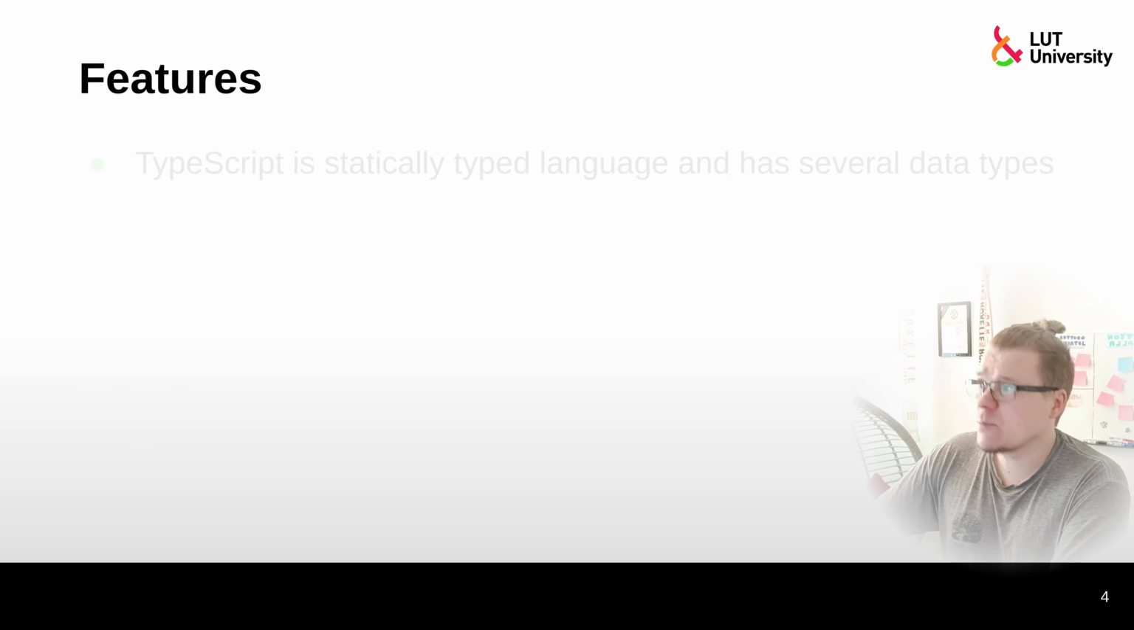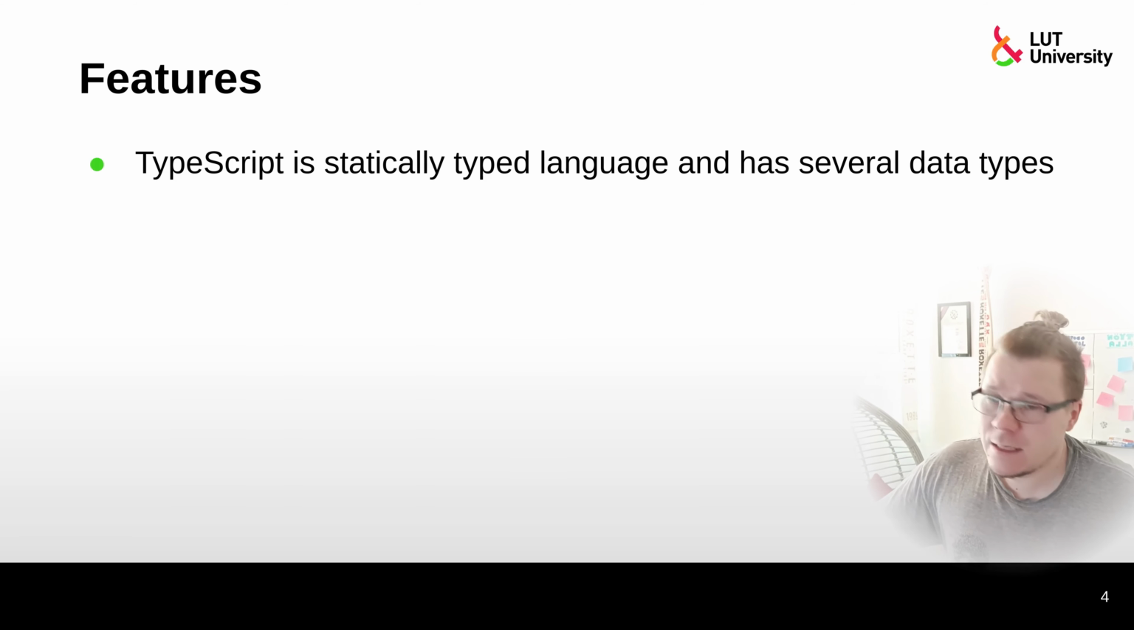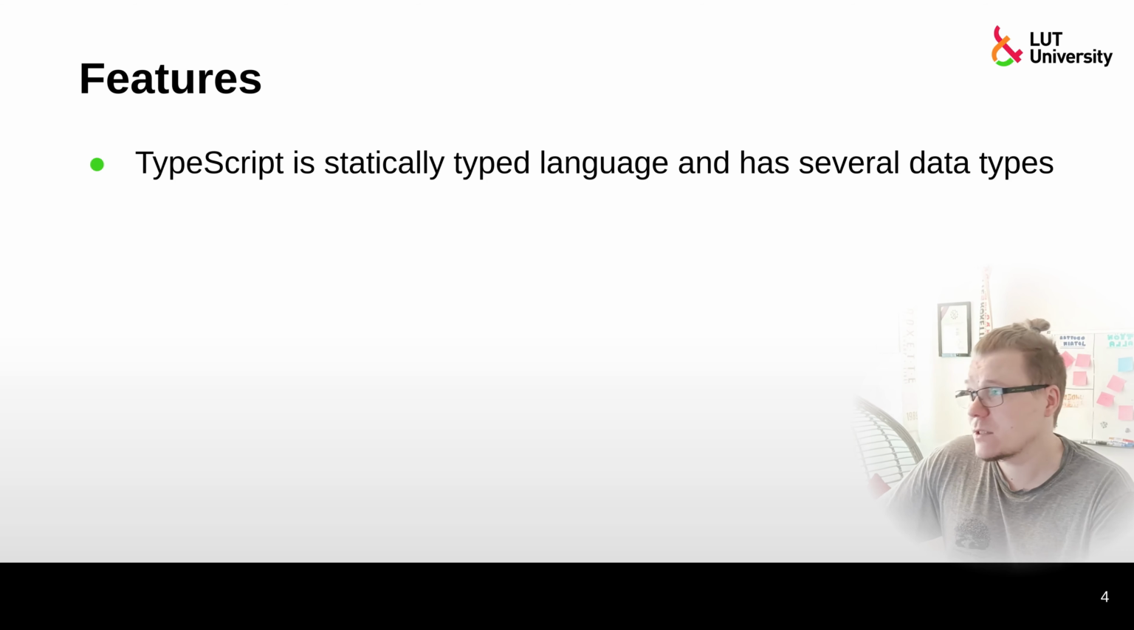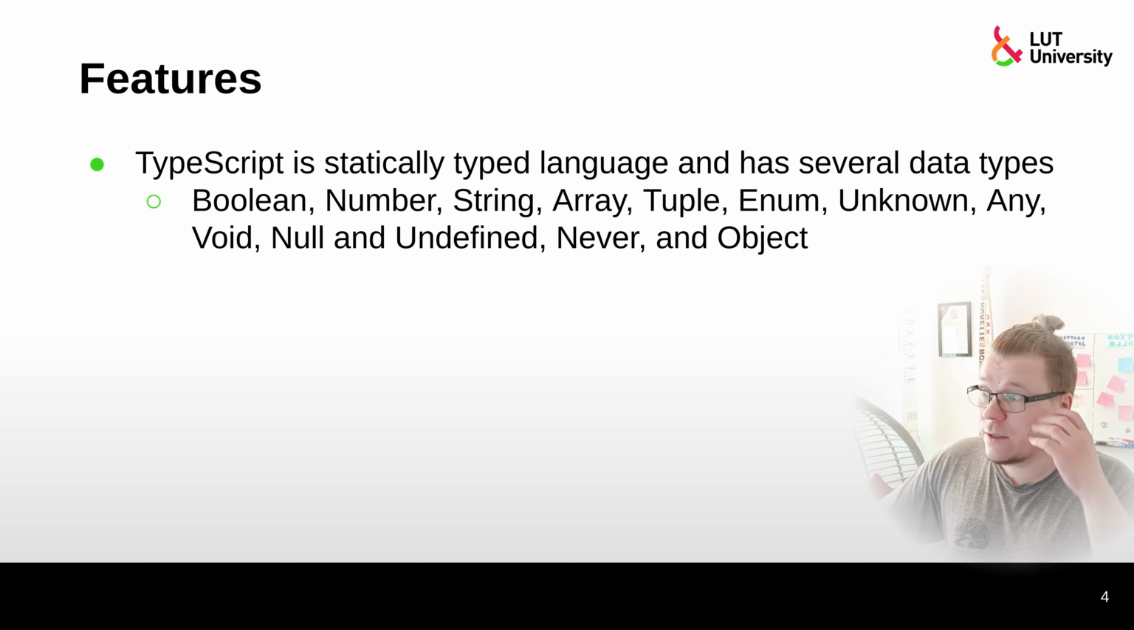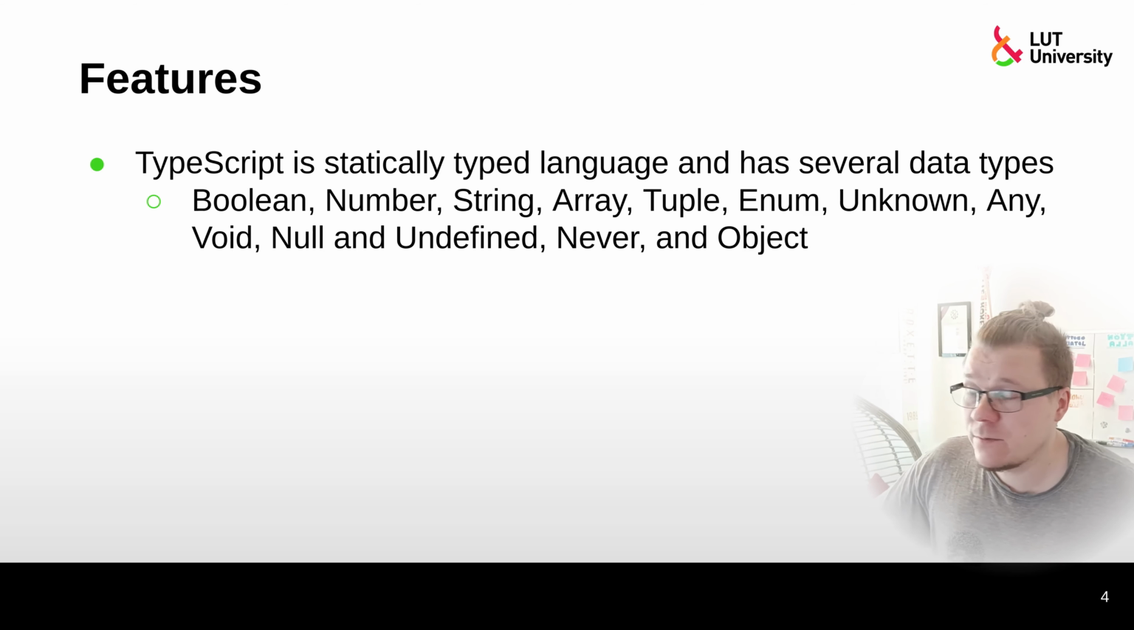What kind of features will TypeScript bring us? Well, basically, as the name suggests, it brings us statically typed language features, and it has several data types. So we have booleans, numbers, strings, arrays, tuples, enums, unknown, any, void, null, undefined, never, and objects. We already know that in JavaScript we have booleans, numbers, strings, arrays, objects, but we didn't have types like any, tuple, or never, but now we have them.